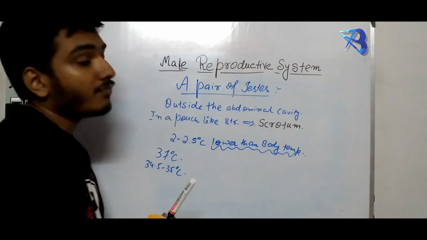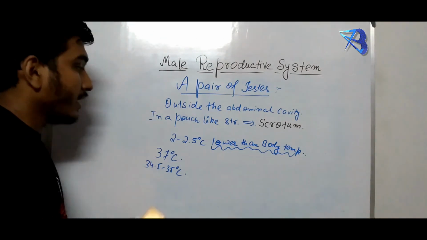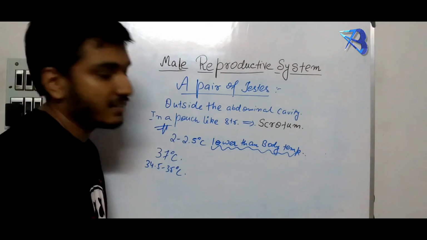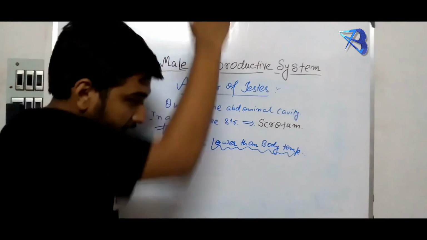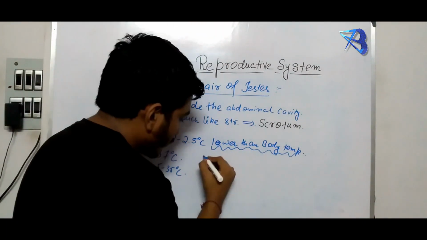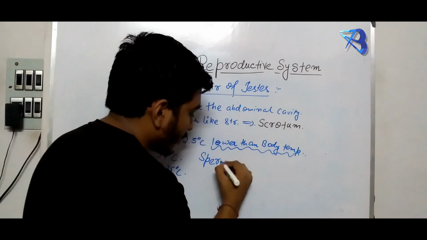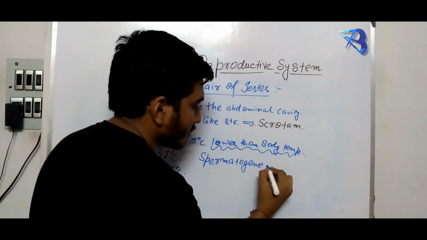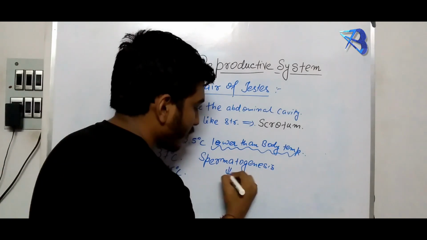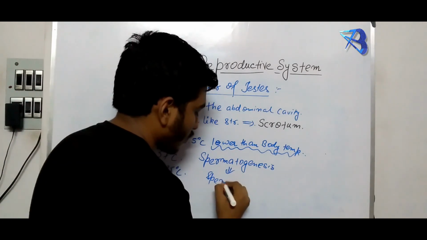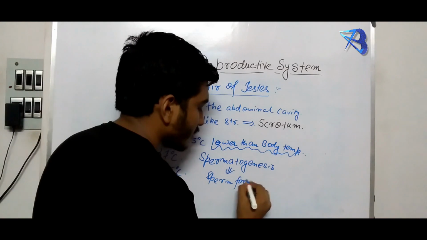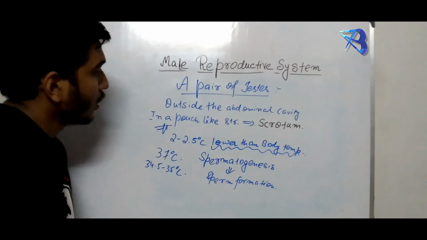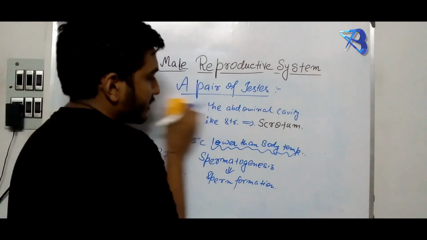Now, why is this condition required? This condition is required for the process of spermatogenesis, which is the sperm formation. So, for sperm formation, this condition is required. Okay. Now, the pair of testes.